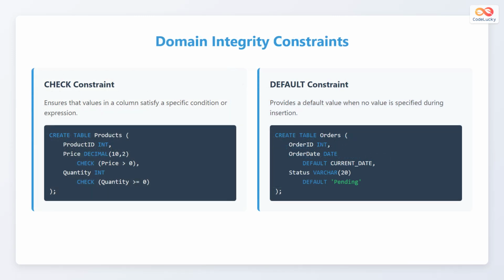Let's explore some examples of domain integrity constraints. First, the check constraint. It ensures that values in a column satisfy a specific condition or expression. The structured query language code is as follows.